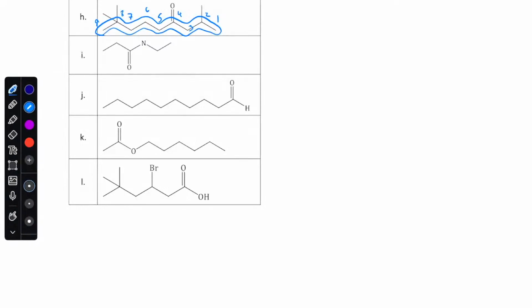So this is going to become a nonanone, which is a nonane with the E removed, and we add ONE, and the ONE means it's a ketone. Okay. So when you think about compounds that you might be familiar with, like Tylenol, it ends in OL. Tylenol suggests that it's an alcohol.